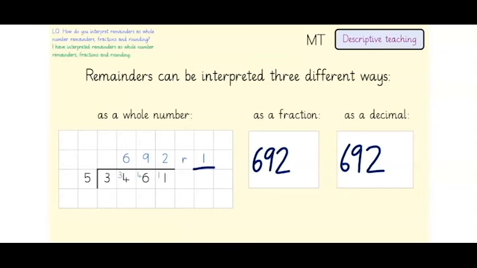We're dividing our number by 5, so any remainder that is left over is going to be a number of fifths. Because I have a remainder of 1 left over, that is a remainder of 1/5. So I can give my answer as 692 and 1/5. Using our knowledge of converting fractions to decimals, fifths are counted in 0.2s. So 1/5 would be 0.2.